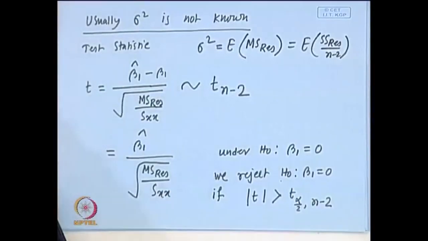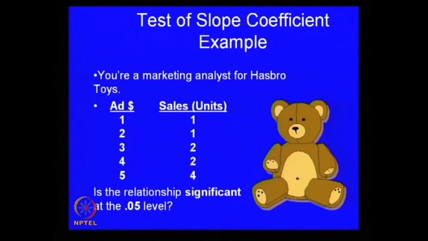Now, let us recall the toy example. These are the cost, the money spent on advertising, and this is the sales amount. Before, we already have a fitted relationship between x and y, and now we want to check whether the relationship is significant at 0.05 level of significance, that is alpha equal to 0.05, that is type 1 error. Okay. So, let me do this one.